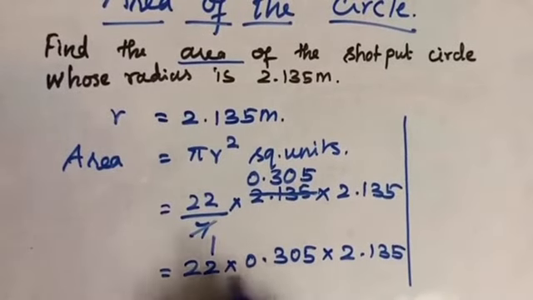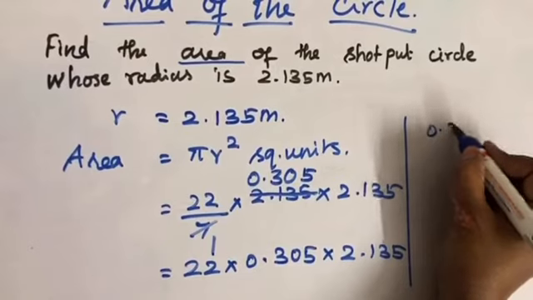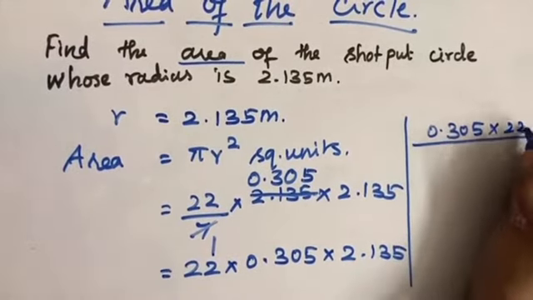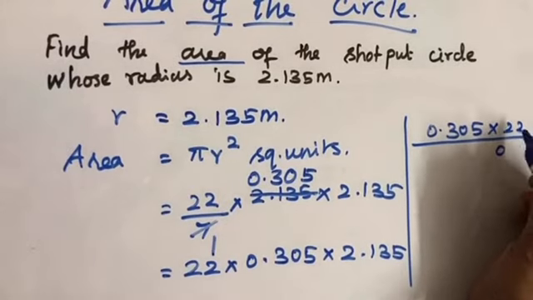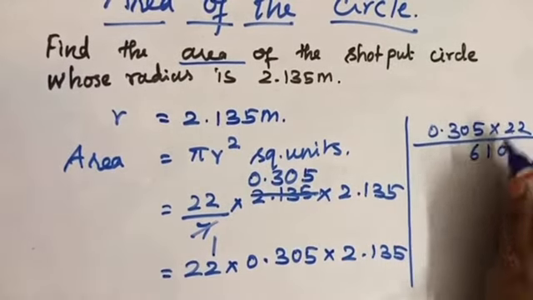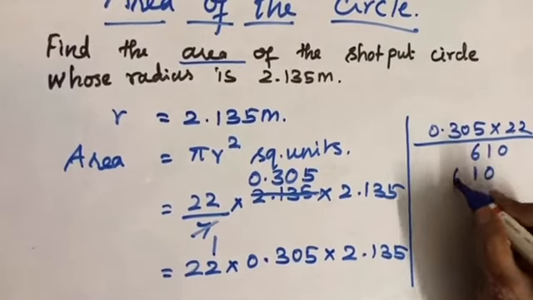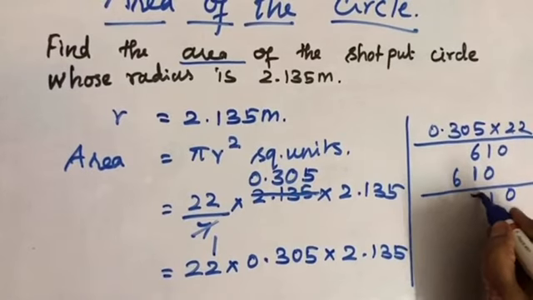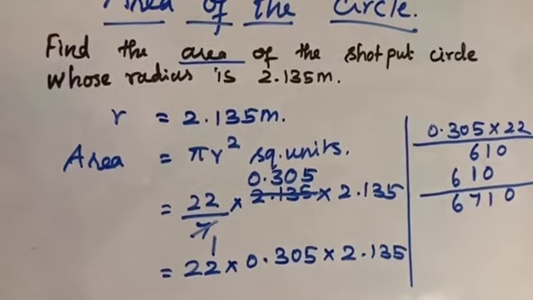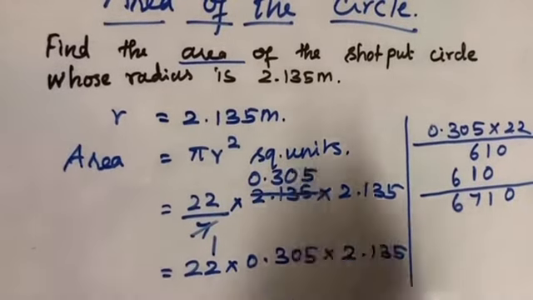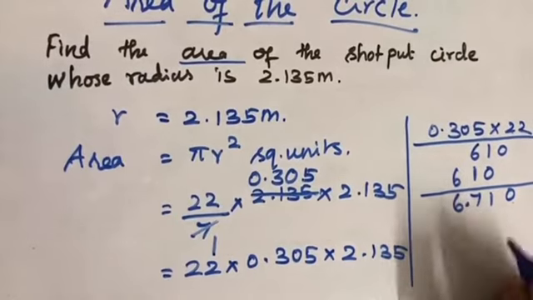First, shall we multiply these two? So 0.305 into 22. So while multiplying, 2 5s are 10, remaining 1. So here 0, so it is 1, 3 2s are 6. Now again with 2, so 0, 1 and 6. 0, 1, 7 and 6. Okay. So after the point, 3 decimal places are there. So before 3 decimal places, I keep a point.